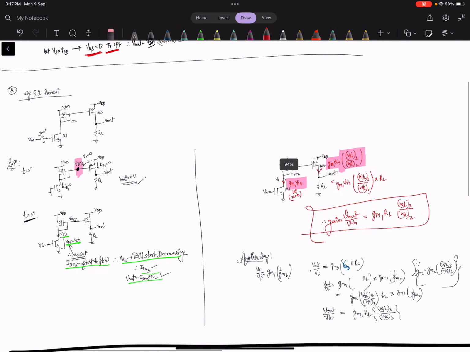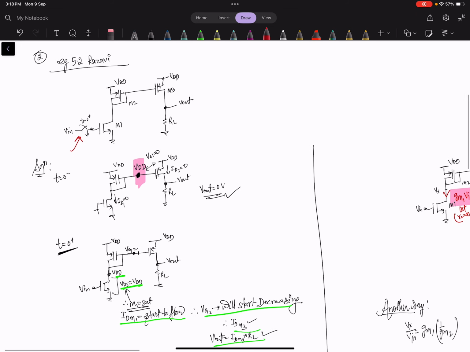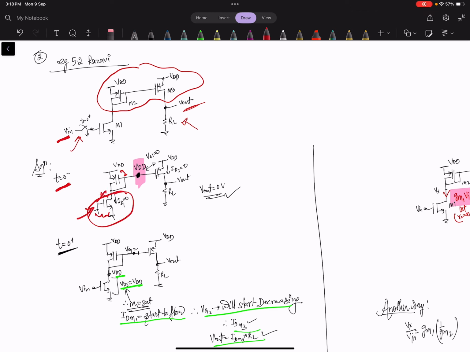Here, at t equal to 0 positive, I have a switch that gives V in, and this is my circuit, simply a current mirror, and this is the load. What is the V out? At t equal to 0 negative, when the switch is off, this is ground, VGS is 0, so there is no current. This VGS is 0, there is no current in this branch. So what does it mean? V out will be short circuit to ground, and this is 0 volt.